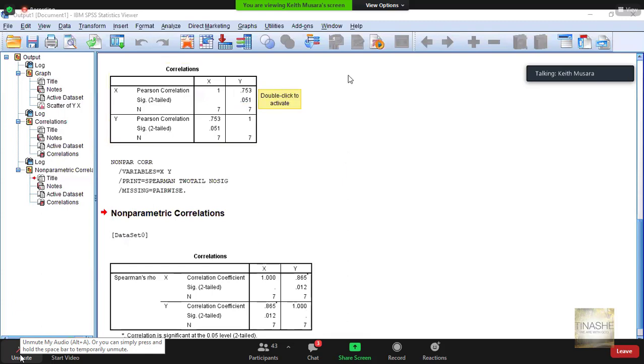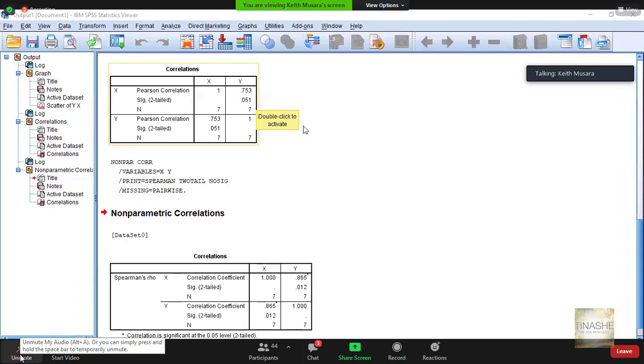Now if we say R is equal to 0.753, and then below the correlation coefficient, that's the p-value, the probability value. The rejection criteria of the p-value is always the same throughout. In every type of analysis, you should remember the same rejection criteria that I'm going to state now.